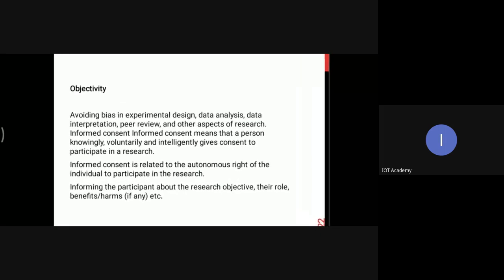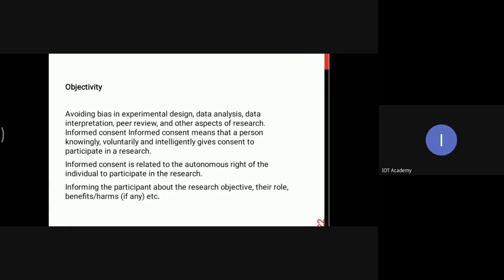Then it talks about objectivity. Objectivity is basically avoiding any kind of bias in the research, maybe in the data collection, or once we are able to collect the data, the main work is the data interpretation, or maybe once we have collected the data through questionnaire, or through schedules, or through survey. That means we have to be very, very transparent.